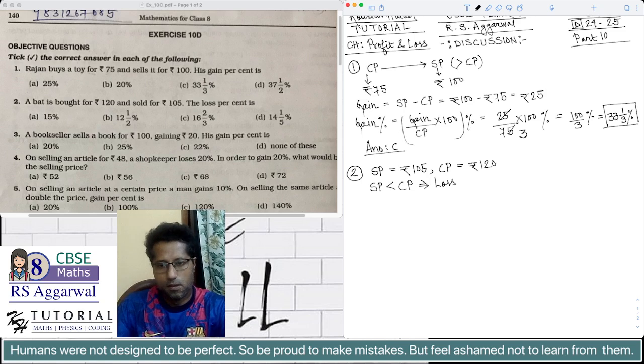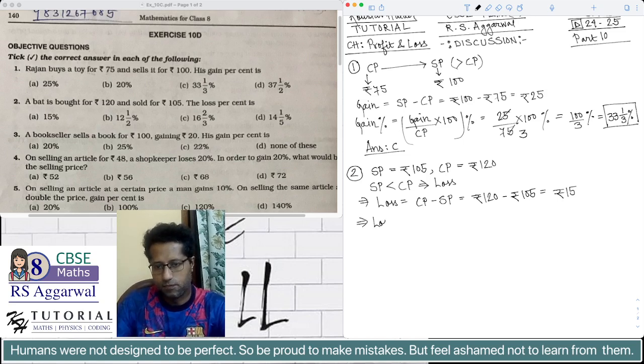There is a loss. So this implies the loss will be equal to the cost price minus the selling price. This is equal to rupees 120 minus rupees 105, which is equal to rupees 15. Rupees 15 is the loss. So we have to find the loss percent.